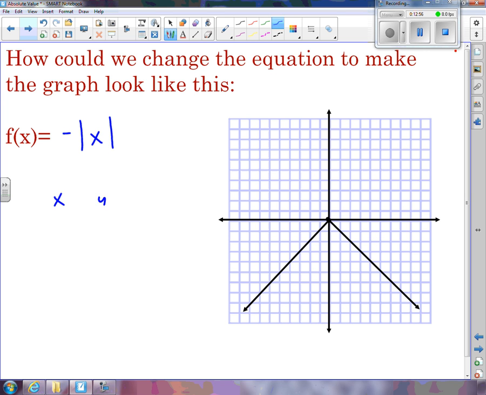Just to prove to you that this works, let's plug in 3 into this equation. I would have the negative on the outside and the absolute value of 3 on the inside. The absolute value of 3 is 3. If I put a negative on it, it's negative 3. Let's check to make sure that this point is on our graph. If I go to the point (3, negative 3), that is a point on our equation, so it looks like we did this right.